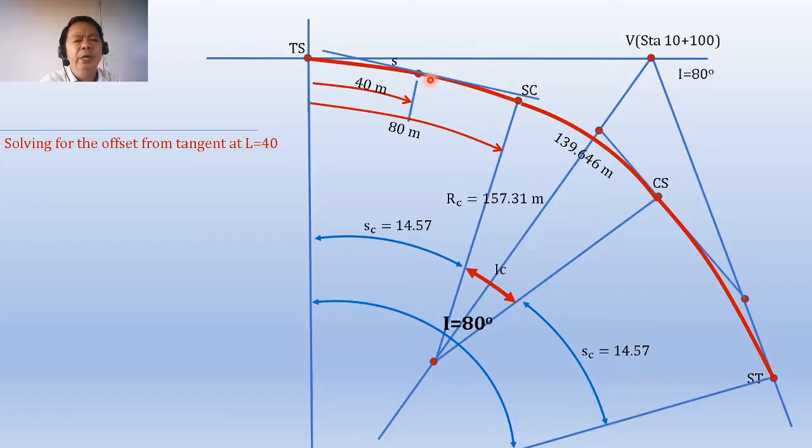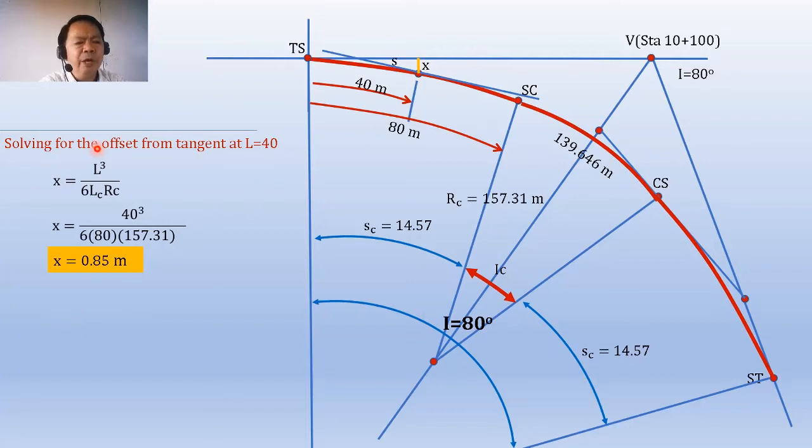And how do we compute for that x? We can compute for that x using the formula L cubed over 6 L sub c R sub c. Again, L sub c is the length of the spiral at SC, R sub c is the radius of the curvature, and L is the length of the spiral at the point where the offset is being computed, and that is equal to 40. When we compute for the value, that is 40 cubed over 6 times 80 times 157.31. This will give us an x equal to 0.85 meters. So this is actually 0.85 from the tangent.